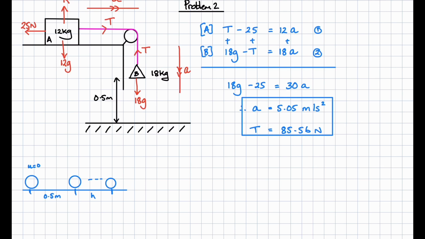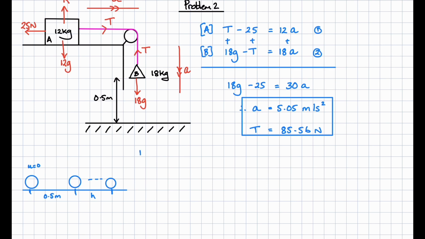In order for us to calculate this additional distance, we need to know what the velocity of particle A is going to be at this particular point. And we can calculate that simply by calculating the speed of impact of particle B as it hits the floor. So let's start off with that.